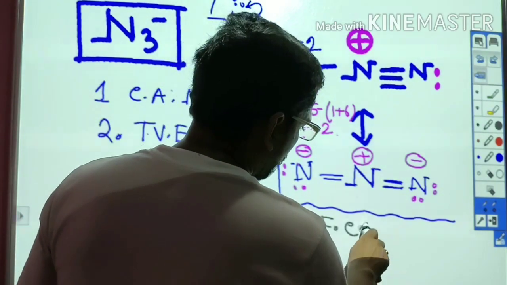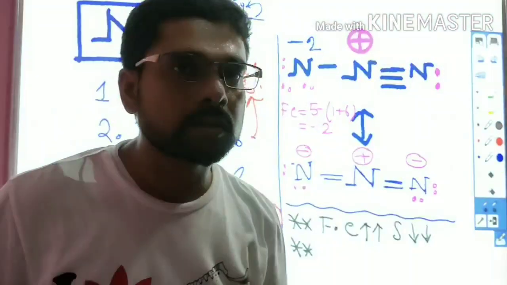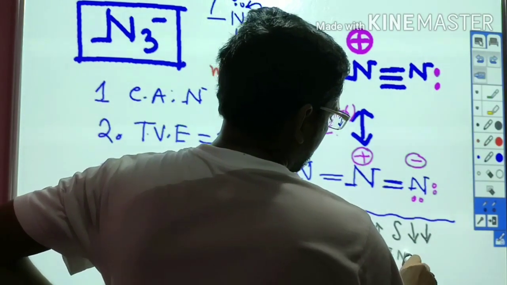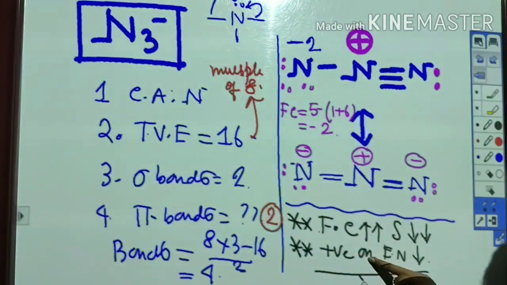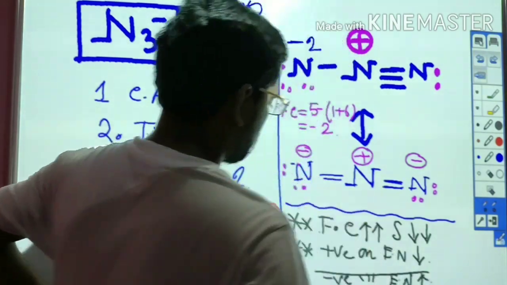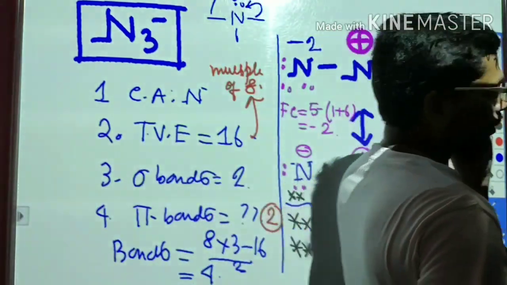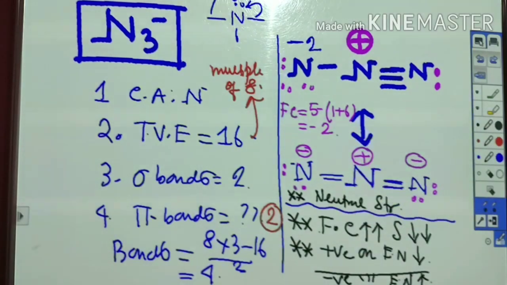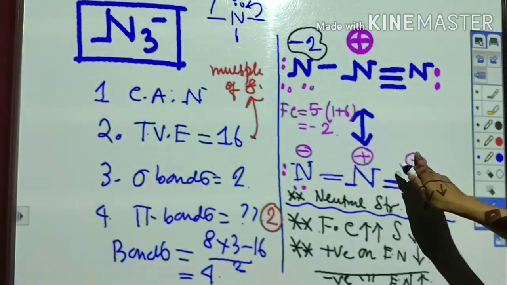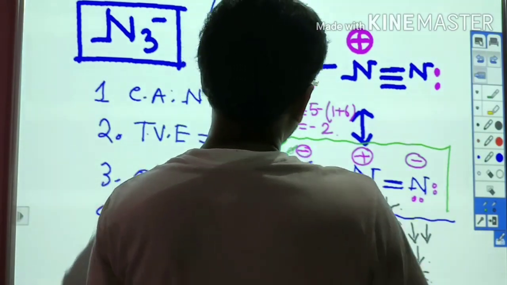As formal charge increases, stability decreases. That means formal charge increases, stability decreases. One more: positive charge on an electronegative element is less stable. Negative charge on an electronegative element is more stable in the same structure. And one more, a neutral structure is the most stable. If you get any neutral structure, that will give you the best one. So out of these two structures, here is -2, the maximum formal charge, and here -1. So I can say this is the best, most stable structure out of these. This is the Lewis structure of N3 minus.